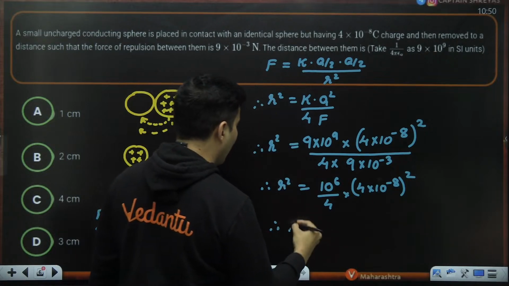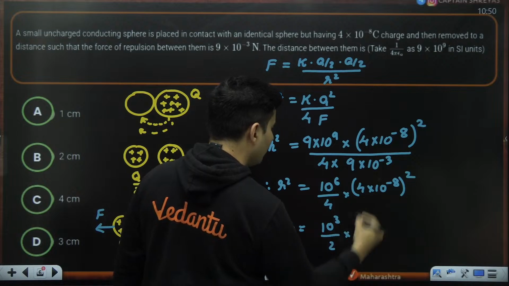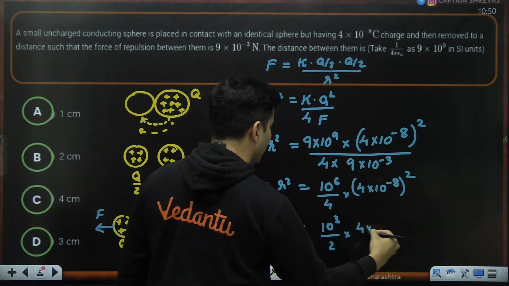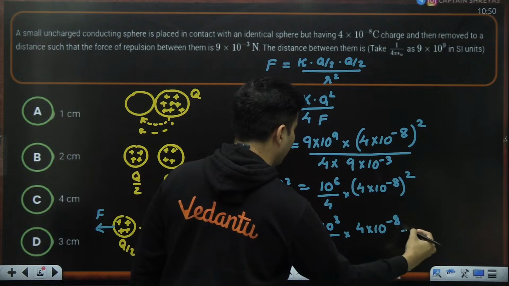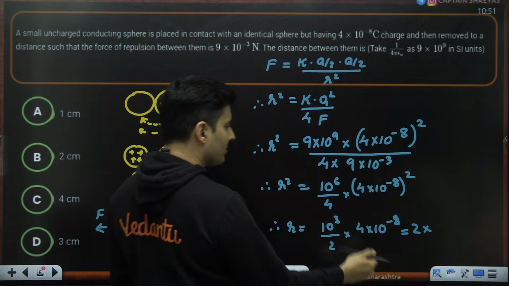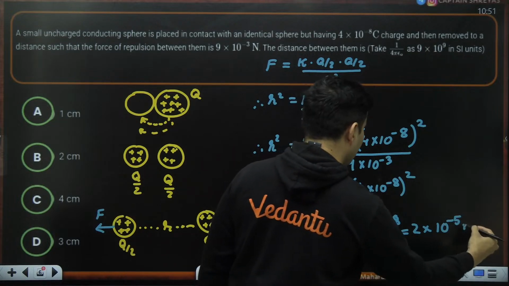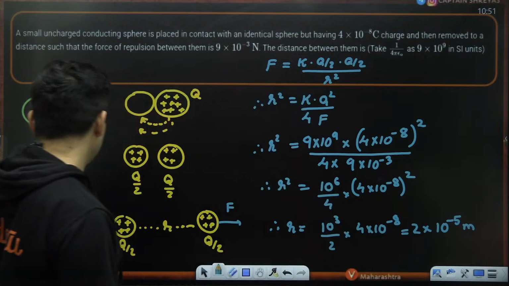But I just want r. So taking the roots, this will become 10 to the power 3. This will become 2. The square will vanish. So it will become 4 into 10 to the power negative 8. So 4 by 2 is nothing but 2. This is 3 and this is minus 8. So this will become minus 5. So 2 into 10 to the power minus 5 meters.